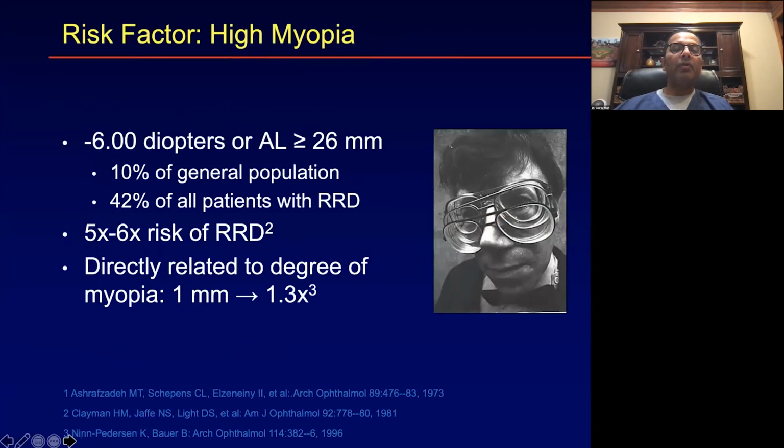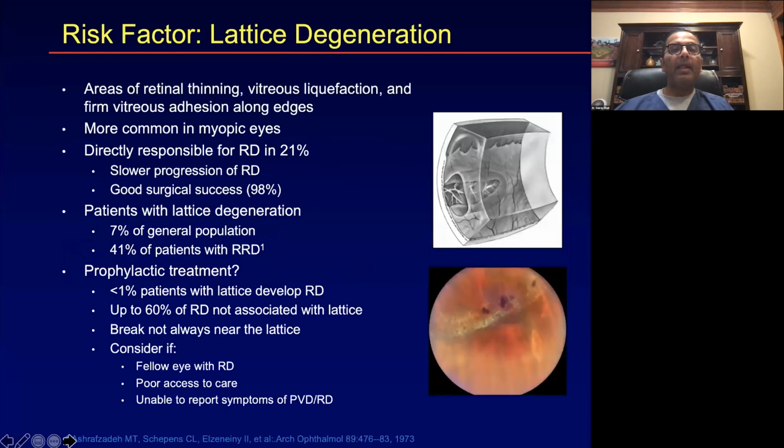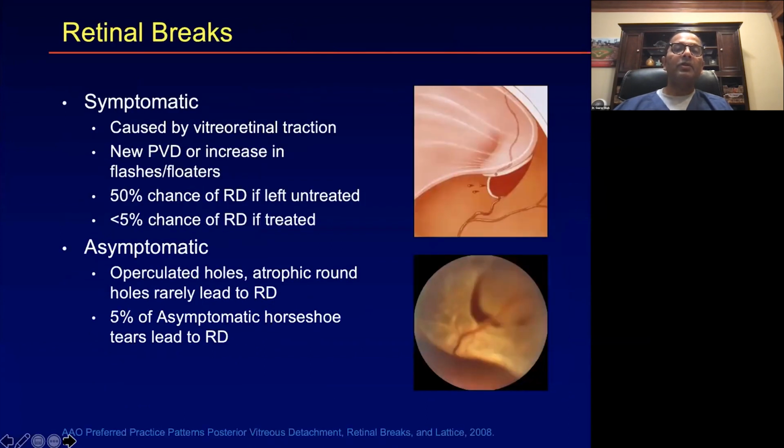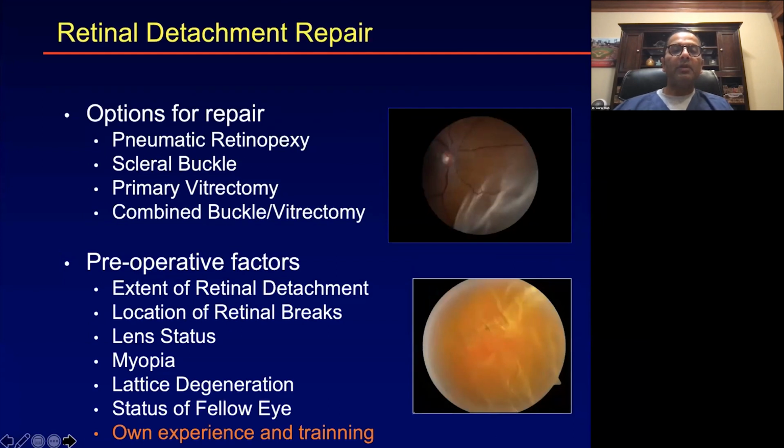The risk factors, again, are myopia, 5 to 6 times the risk of retinal detachment. It's directly related to myopia. A 1 millimeter myopia increase gives you a 1.3 times incidence of a retinal detachment. Other risk factors, which we already talked about, are lattice degeneration, thinning, and firm adhesions. So symptomatic breaks, we treat. Asymptomatic, I typically do not treat unless it's a flap tear. The options are really pneumatic retinopexy, scleral buckle, vitrectomy, or combined buckle vitrectomy. And we'll look at these preoperative factors and obviously our own experience in training and how we treat these patients.